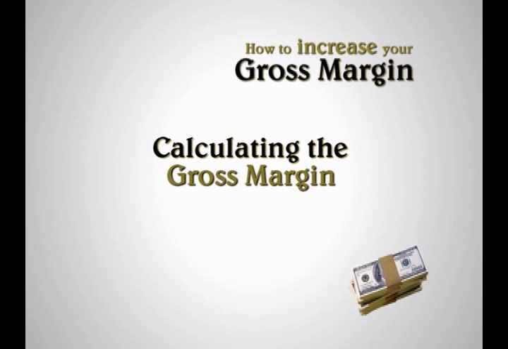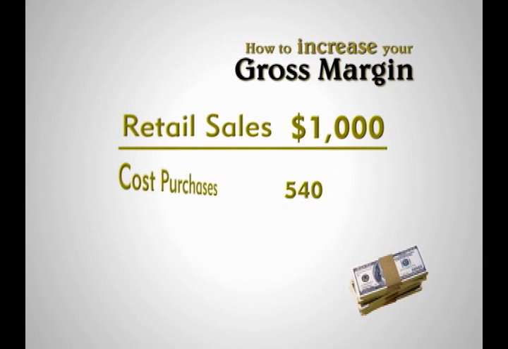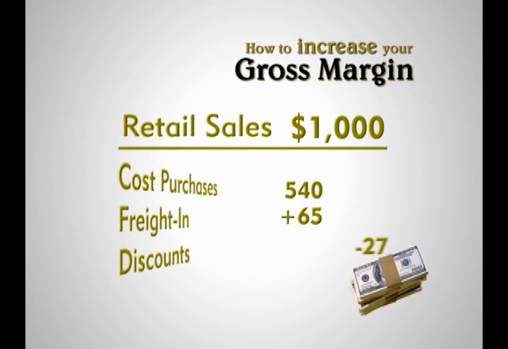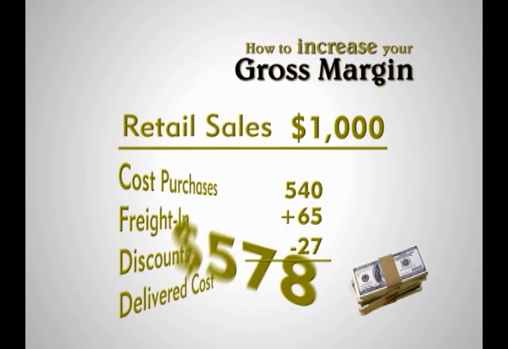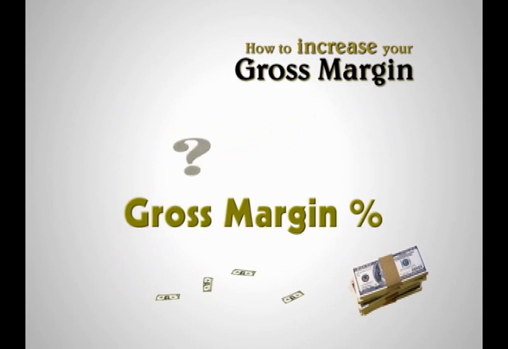So let's take this example. You have a retail sale price of $1,000. Your cost to purchase the item is $540. We add in the freight, figuring 12%. That's $65 added to the $540. Then we apply any discounts if applicable. So the delivered cost of the purchase is $578.